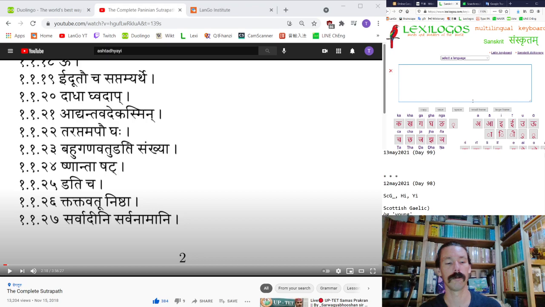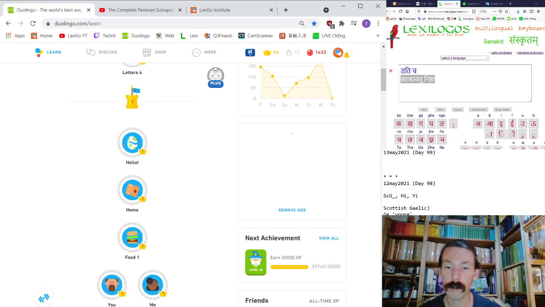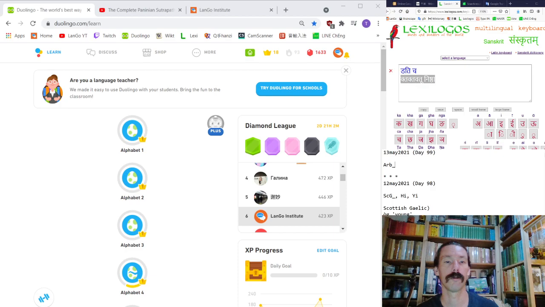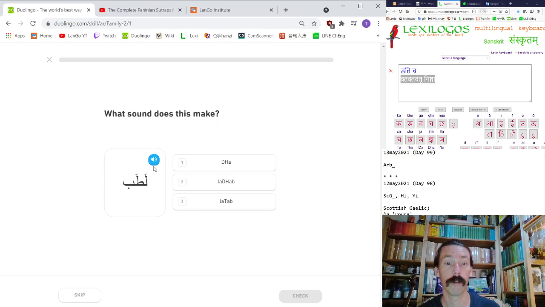So, Levi, can you transliterate today's sutra? What shall we do today? Do a bit of Arabic to start with. Laṭīf. Same underlying vowel in those two syllables.